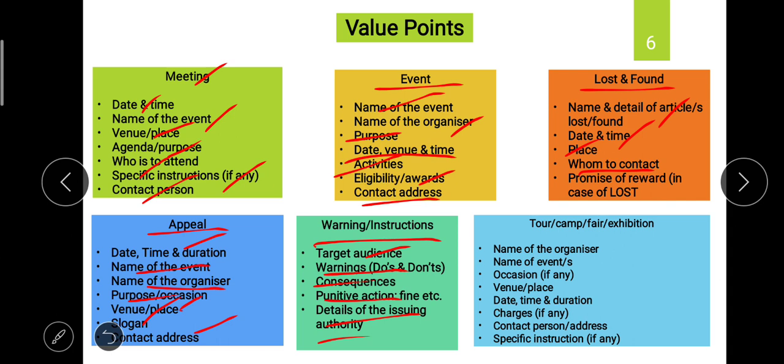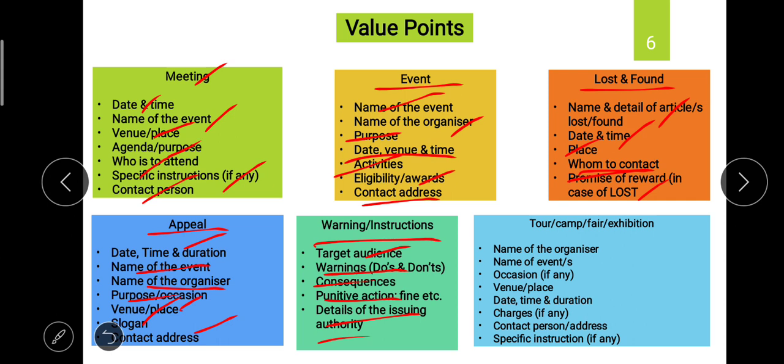Then promise of reward. In case the article we have lost is very costly, it is advisable to make a mention of some reward also, which will be a respect to the person and his honesty and integrity who returns this to us. So these things must be part of the notice while writing about lost and found.